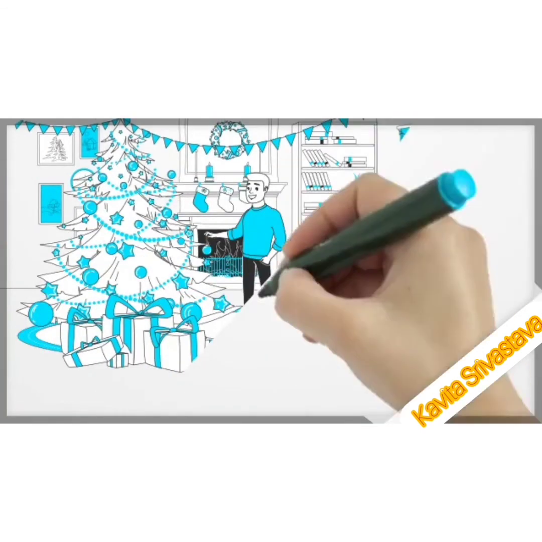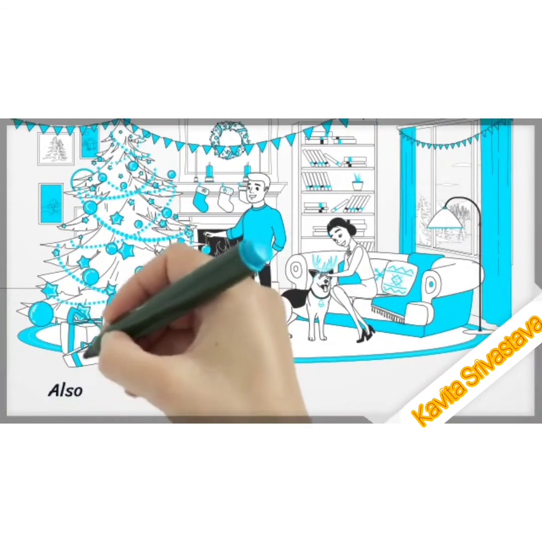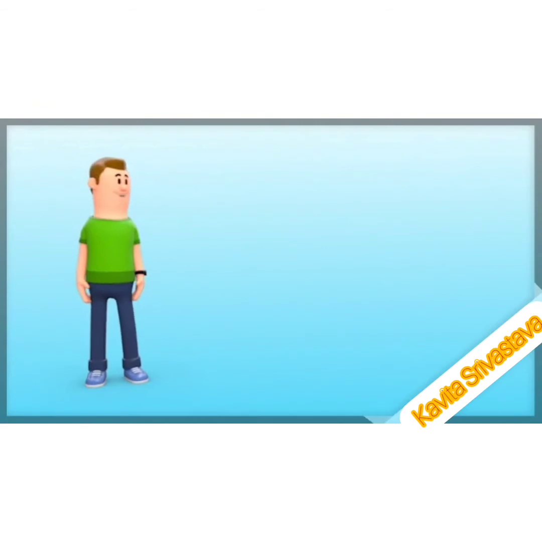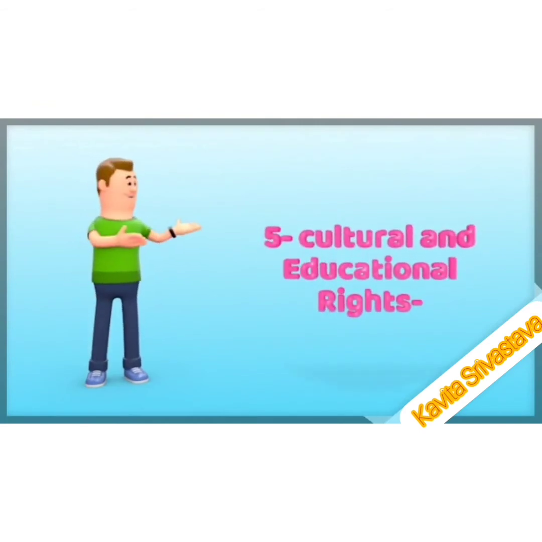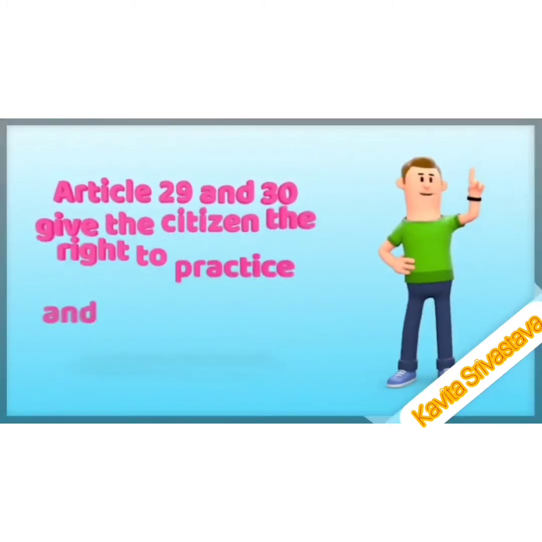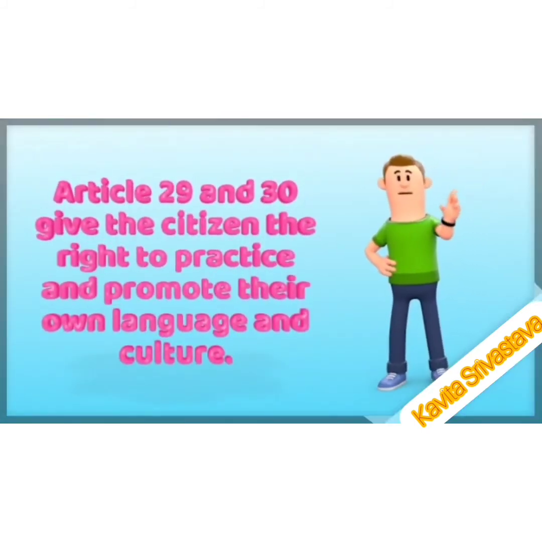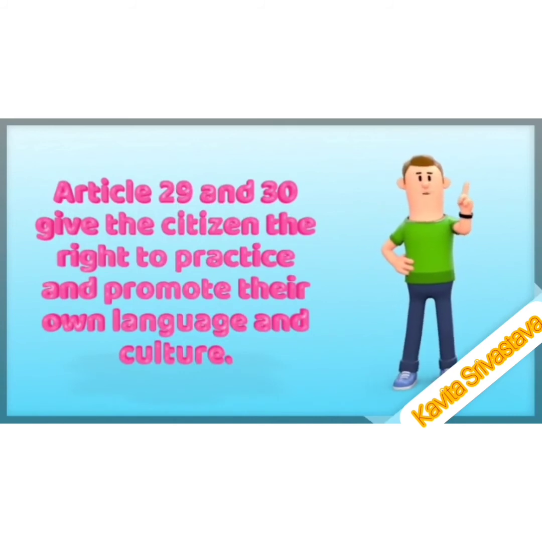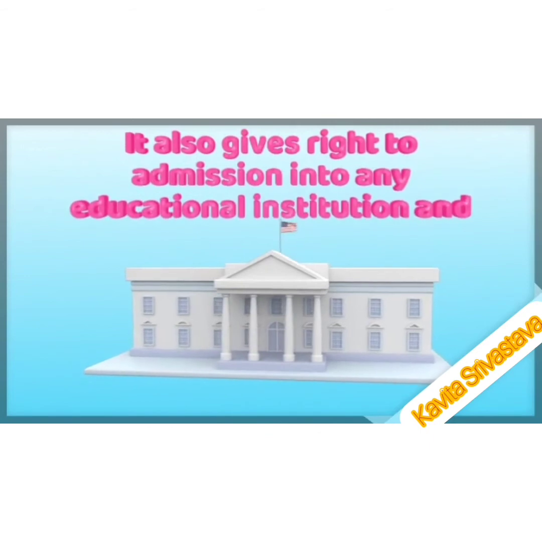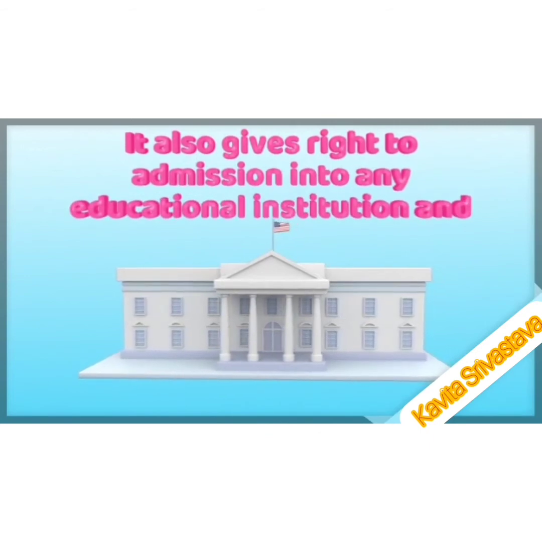Now we will talk about Articles 29 and 30, which give us cultural and educational rights. These rights give the citizens the right to practice and promote their own language and culture. It also gives the right to admission to any educational institution. And also no discrimination is allowed in these educational institutions on the basis of religion.